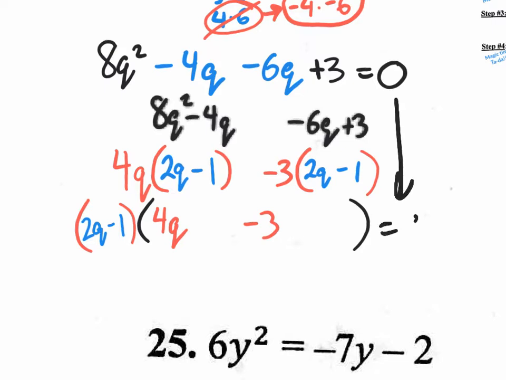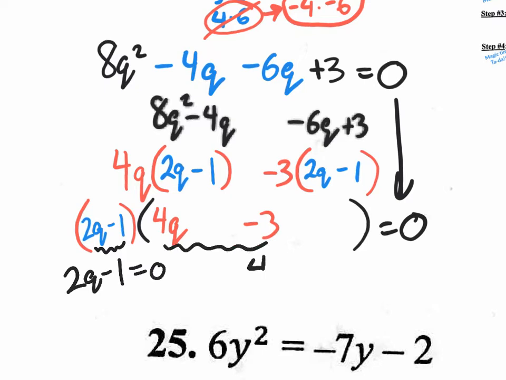Let's bring down the equals 0. And we have something times something. These parentheses are horrible, they're exaggerated, but it's still equal to 0. So what I'm going to do is separate. I'm going to say that this first something could equal 0: 2q minus 1 could equal 0. And the second something could also equal 0: 4q minus 3 equals 0.